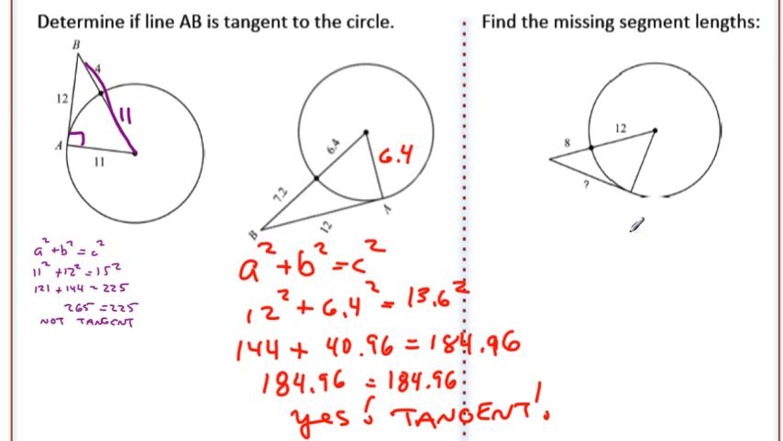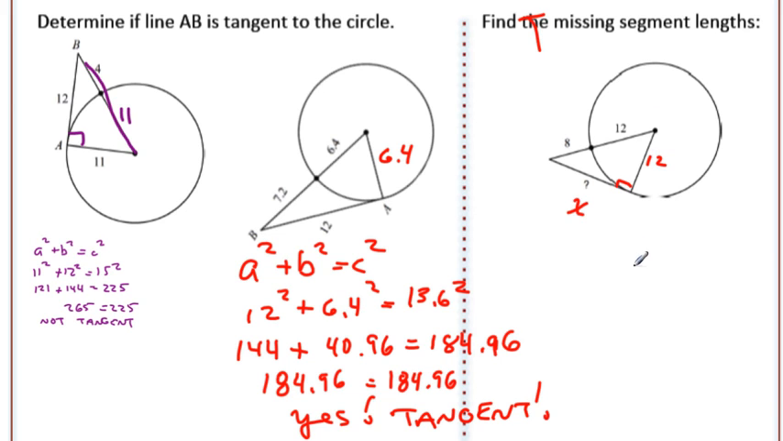How about the next example? Find the missing segment lengths. All right, they're going to have to tell you that this is tangent. So let's pretend they did that in my directions. All right, tangent. There's a T for that. So that means that this is a right angle. And let's call that x. And what about this? This is a radius. That's also a radius. All right, so that's going to be 12.